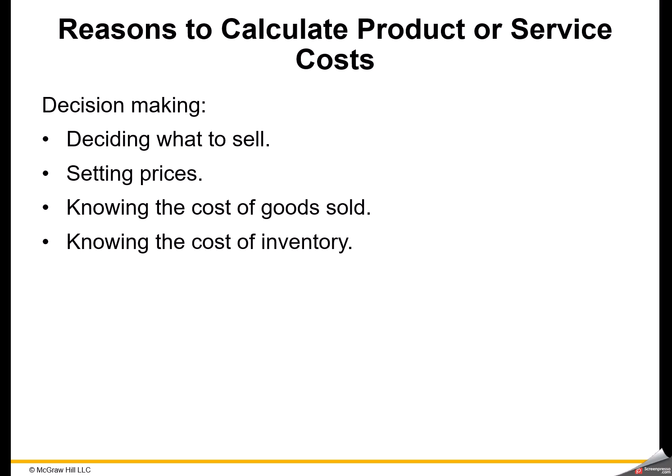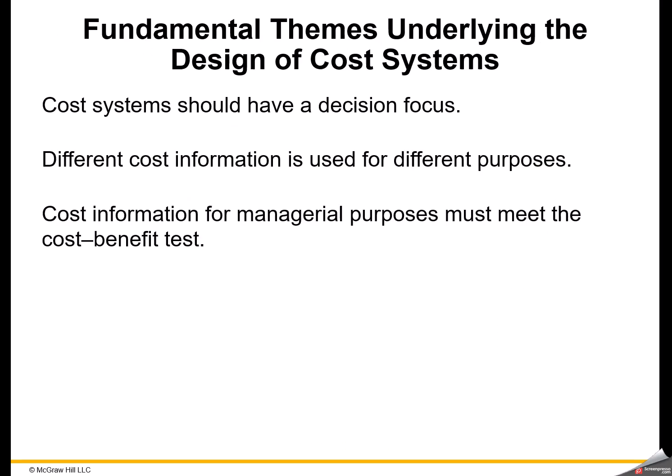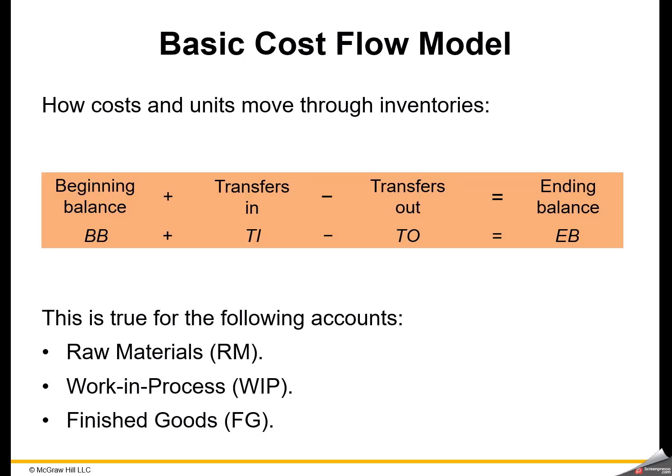So why is it important? We have to decide which products we should sell, which ones are more profitable, what we are going to set those prices at, how we value our cost of goods sold, and alternately, how we value our ending inventory. Thinking back to what we've learned in past chapters, we have direct materials, direct labor, and manufacturing overhead that are going to get applied to each part. In this slide, we have two different parts, the alpha and the beta. Again, it's for decision purposes. We don't want the costs to exceed the benefits.